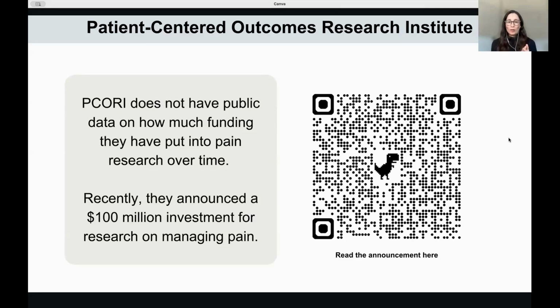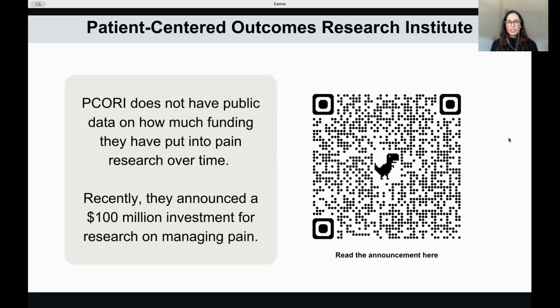So you have people in those research centers, like in universities or hospitals. And then you have people with lived experience who come to the table with those researchers and they say, these are the questions that are most important to us.